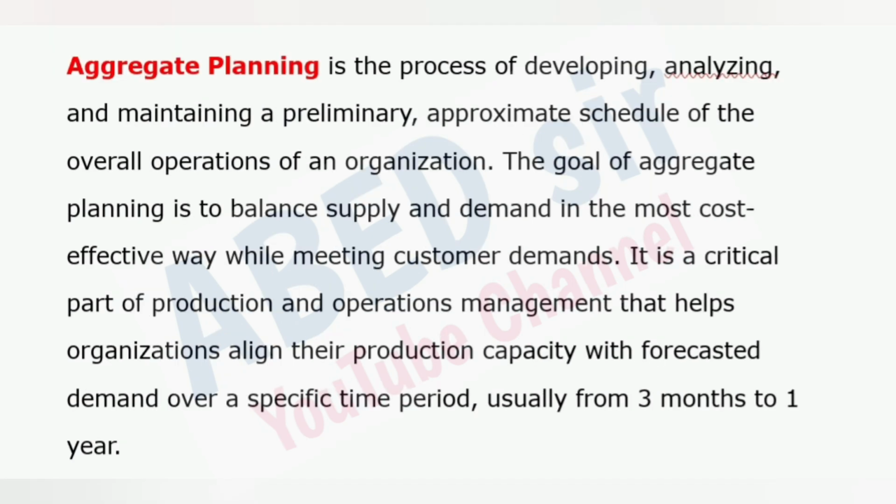Next important short question is: Aggregate planning is the process of developing, analyzing, and maintaining a preliminary, approximate schedule of the overall operations of an organization. The goal of aggregate planning is to balance supply and demand in the most cost-effective way while meeting customer demands. It is a critical part of production and operations management that helps organizations align their production capacity with forecasted demand over a specific time period, usually from 3 months to 1 year.